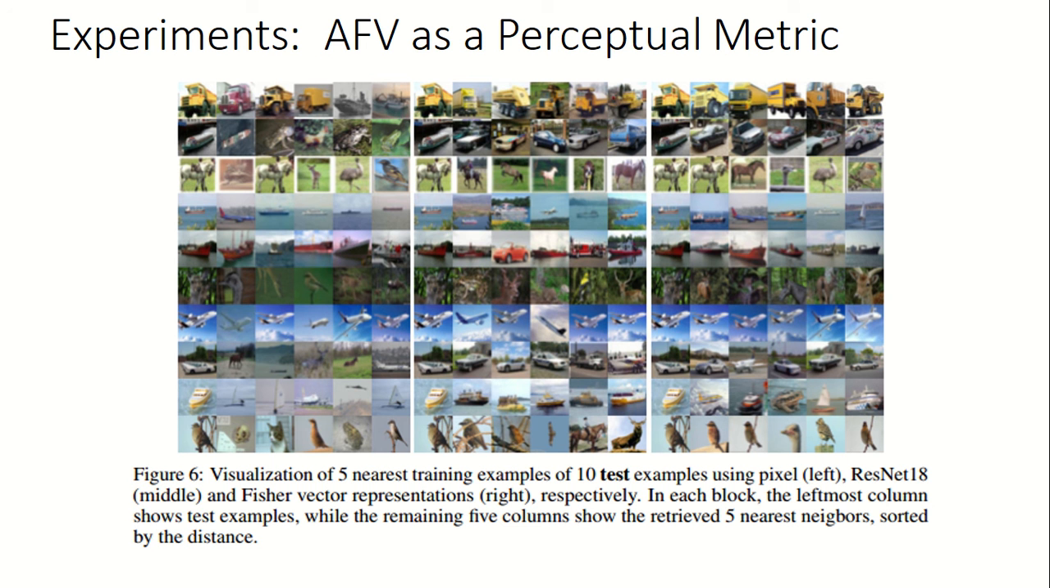This is for a ResNet-18 middle layer and the Fisher vector representation, respectively. As you can see, the retrieved examples for the Fisher vector for each row are very similar, which means that the Fisher vector is a good measure and a good representation for the image search task.